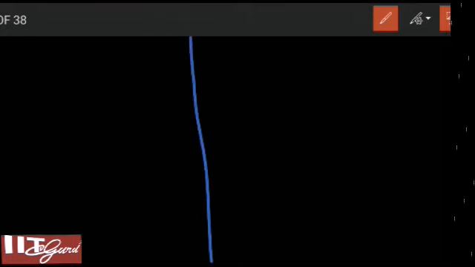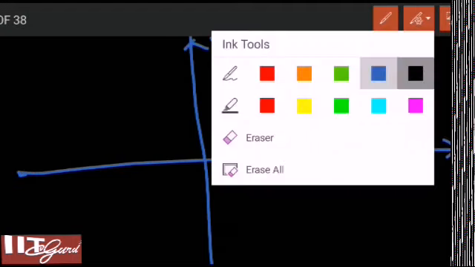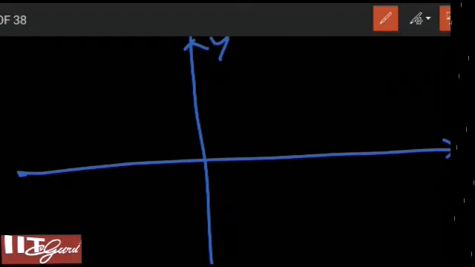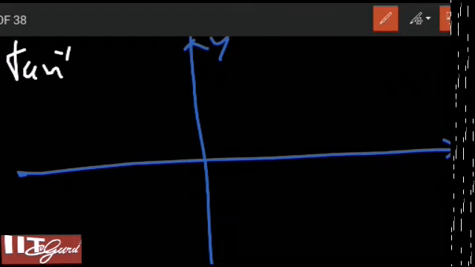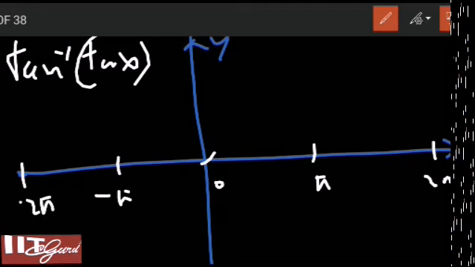Let me draw first the x-axis and then the y-axis. As you know, tan inverse tan of x has period pi, so you have to mark all these pi points. Let this be pi, this be 2 pi, this be 0. Also multiples of pi on the negative side, that is minus pi, and here minus 2 pi. Fine.